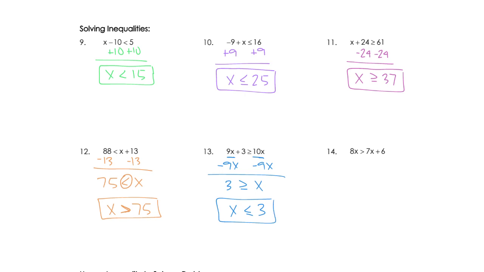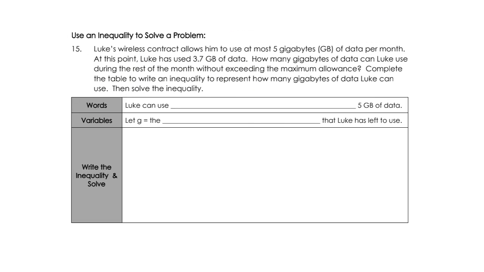Okay, on 14, very similar to 13, we're going to subtract 7x though from this, or in this case, sorry. So then that would give me x is greater than 6. No need to flip it around because x is already on the left. Okay, and then we have this word problem here.